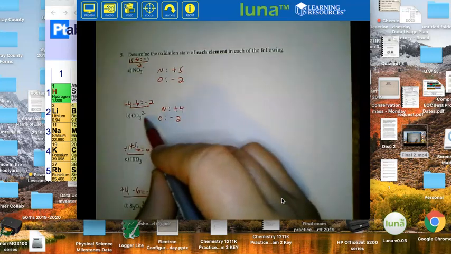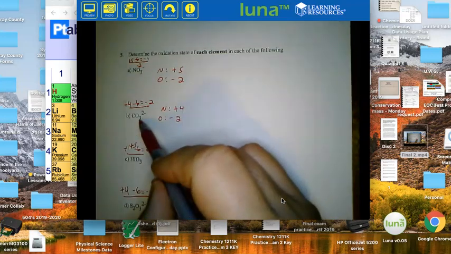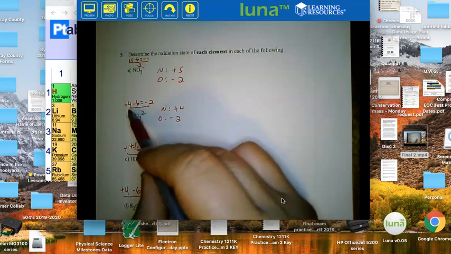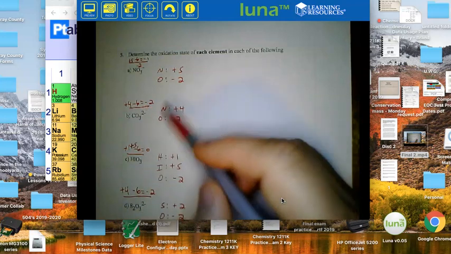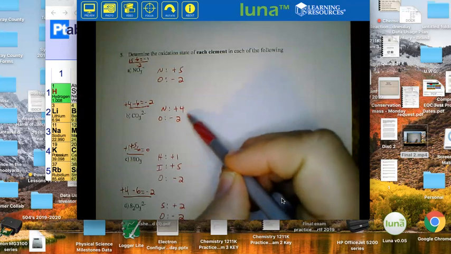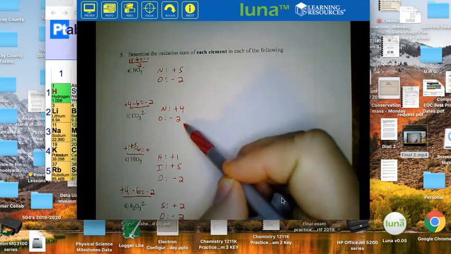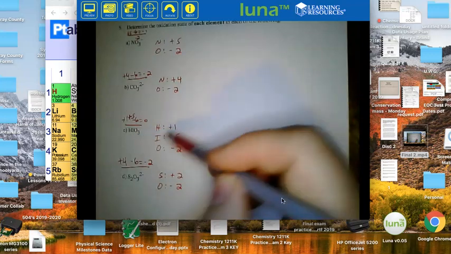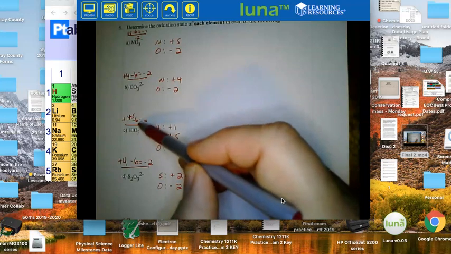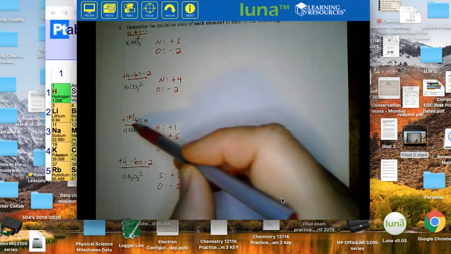For CO3 2-, here we have -2 times 3, which is -6 for oxygen. So carbon must be +4. It has to add up to -2 because that's the overall charge on the molecule. For the next one, nitrogen is +4 for its oxidation number, and oxygen is -2. For HIO3, hydrogen is +1, oxygen is -2. -2 times 3 is -6. So iodine must be +5.